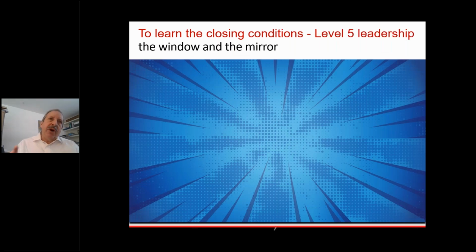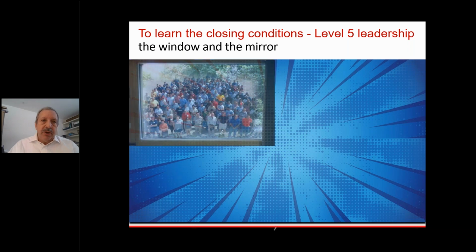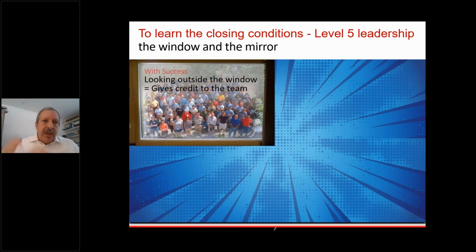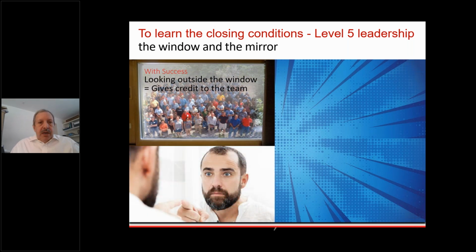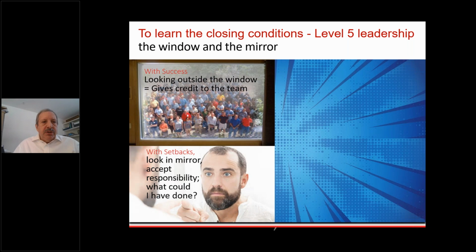Now you need the right mindset to this, which is one of total ownership. In his book, Good to Great, Collins gives a fantastic metaphor for mindset in level 5 leadership, which is strong and humble at the same time. The window and the mirror. So when things go well, you look outside the window, as I am now, and you give credit to the team. And when things don't go well, you look in the mirror, you accept responsibility, and you ask yourself, what else could I have done?